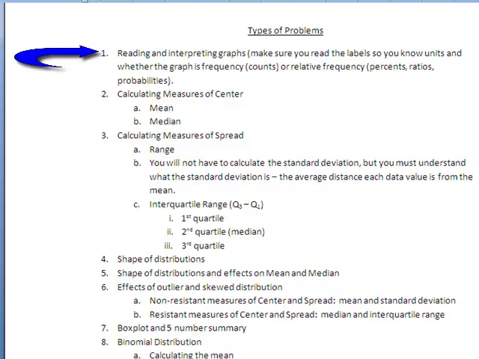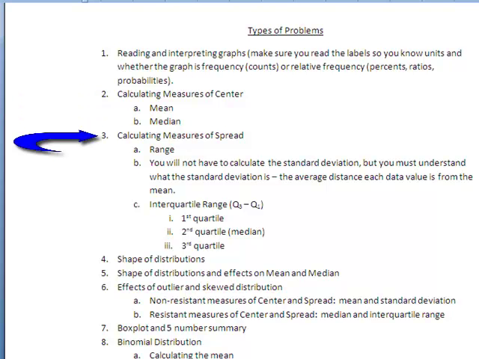Well, you're going to have to read and interpret graphs. In other words, getting data off of a graph, which is something you really need to know how to do. Make sure you read the label so that you know the units, or whether the graph is in frequency, which are the counts, or relative frequencies, percents, ratios, probabilities. You'll also need to know how to calculate measures of center, the mean and the median.